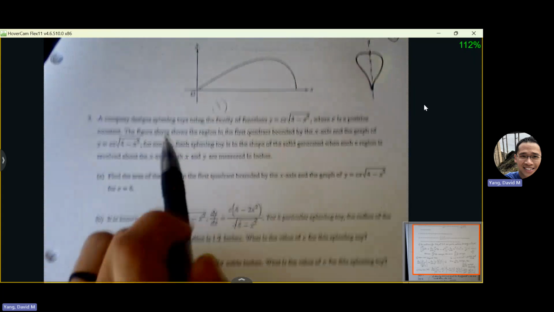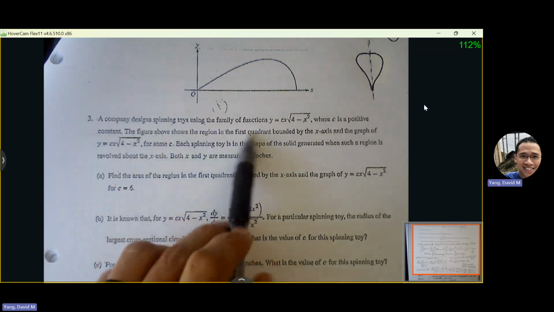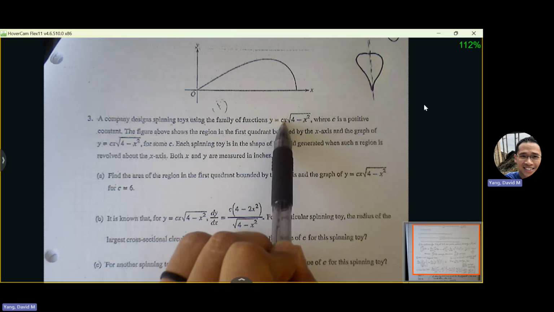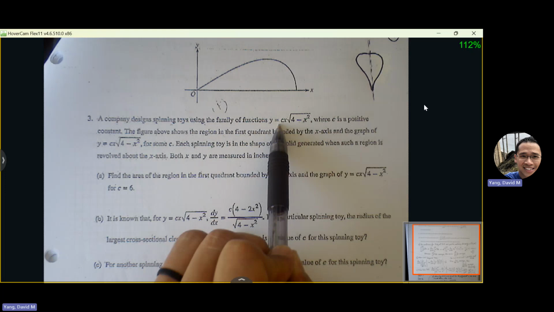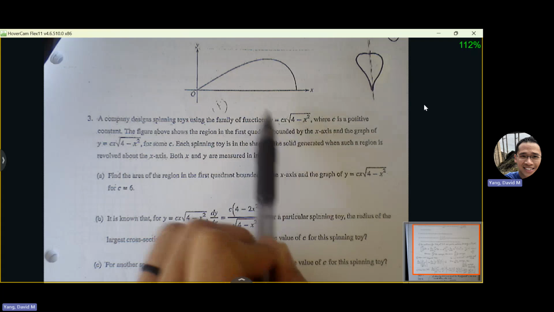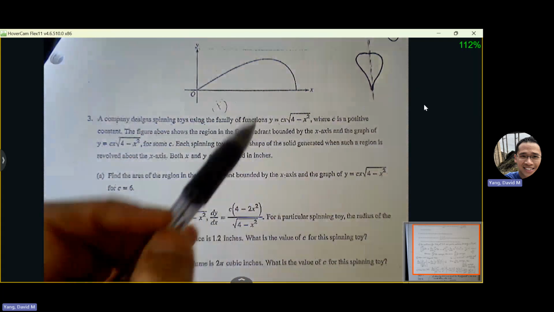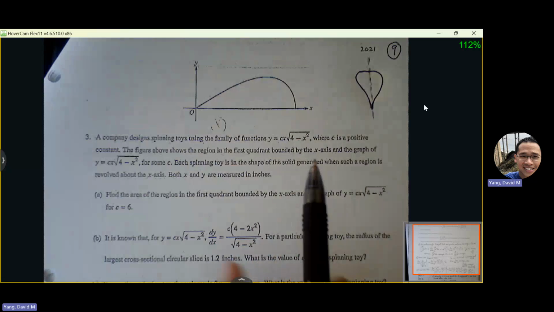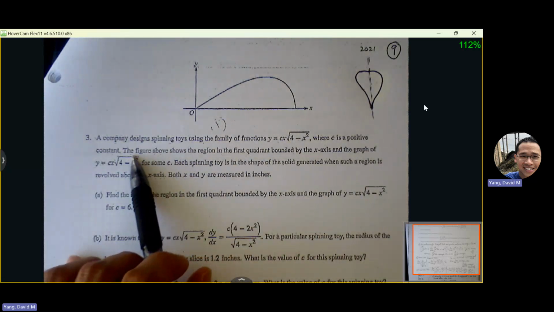Okay, so a company designs a spinning toy using the family of functions y equals cx root 4 minus x squared. I think we get a little thrown off if we see a constant, but just think of that c as like a 2x or a 3x or a 5x. It's just some constant that is hidden from us for now. If it's 2 or 3, it ends up maybe stretching the graph a little bit, but the shape is still going to remain the same. c is a positive constant.